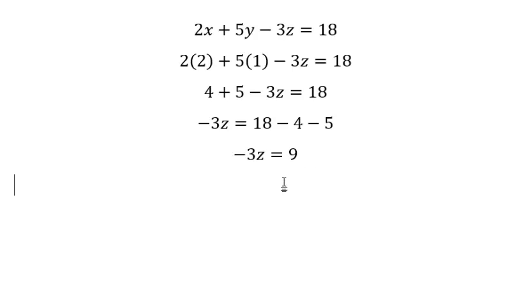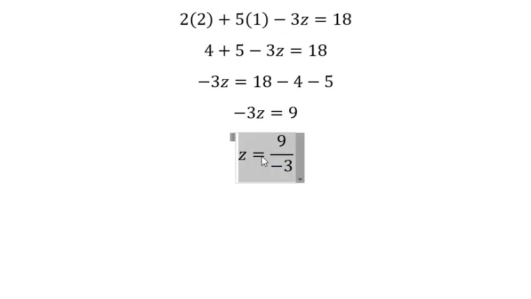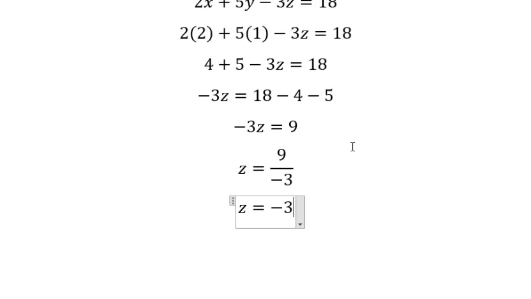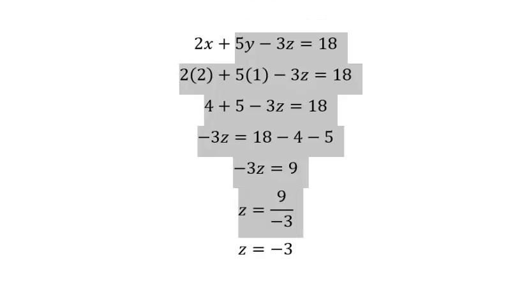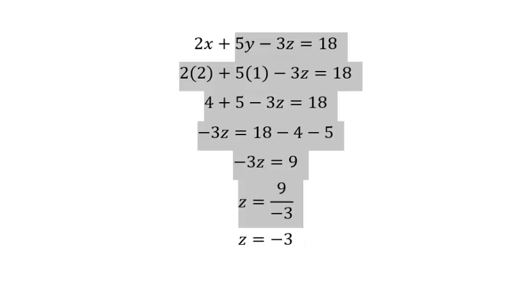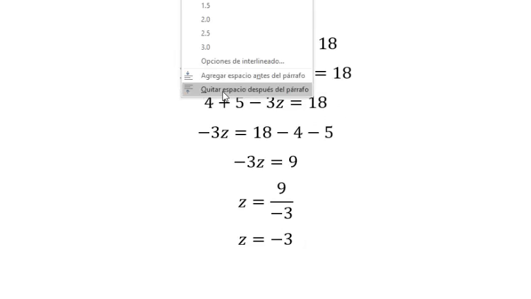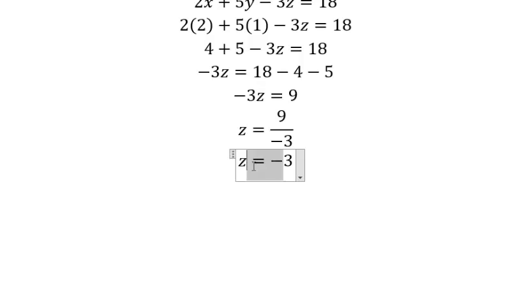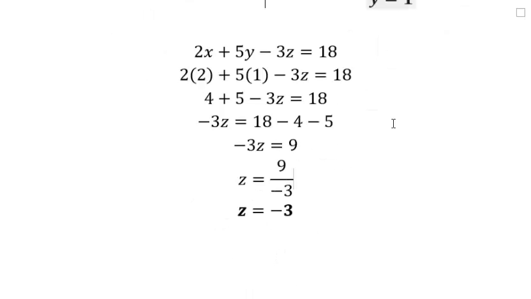Okay. Now, what am I going to do with this 9? I'm going to pass -3, that is multiplying the z. I'm going to pass it to divide. So I'm going to divide 9 with -3. 9 divided by -3 is -3. Okay, so I kind of like got an answer already. Okay, I found z.